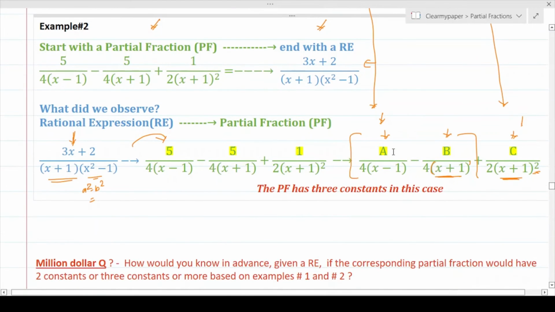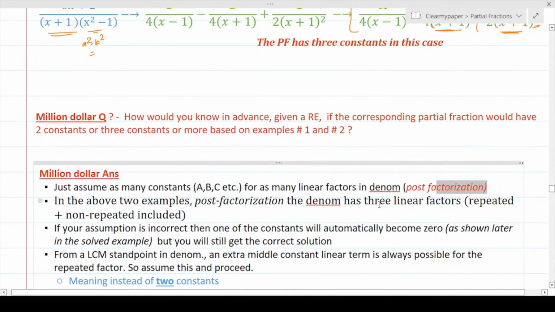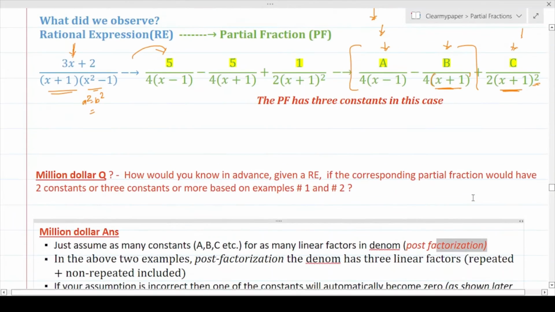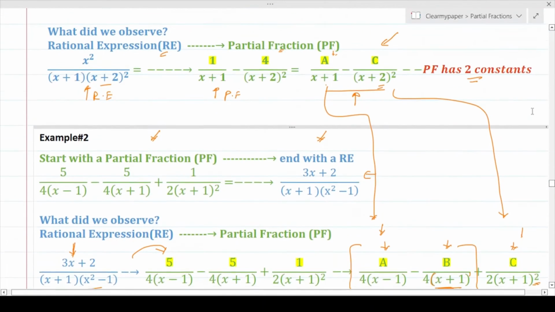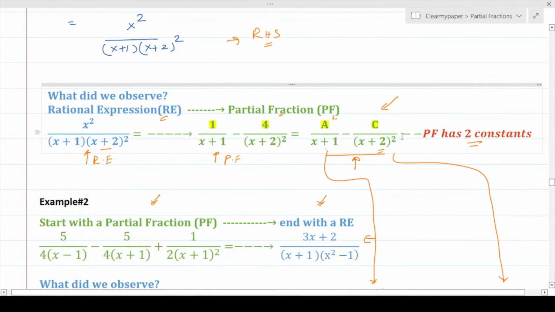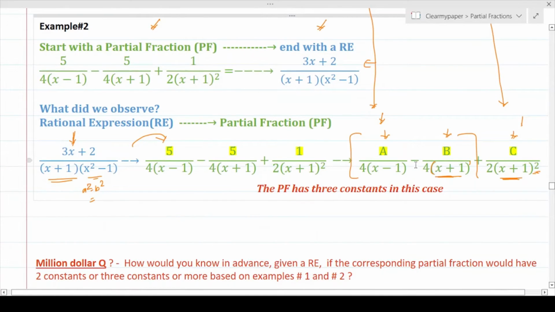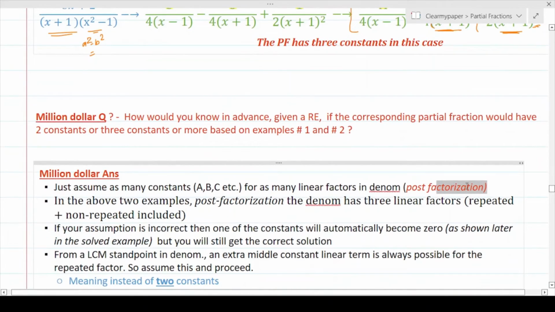If we know that post factorization, the number of linear factors is 3, which includes repeated and non-repeated, we will assume that there are going to be 3 constants for each of the terms, like this A and B and C, and not worry about whether it might have 2 or not. We'll not worry about that. We'll just assume to start with there are going to be as many constants, in this case 3, as the number of linear factors post factorization, okay? That's what we are going to do.